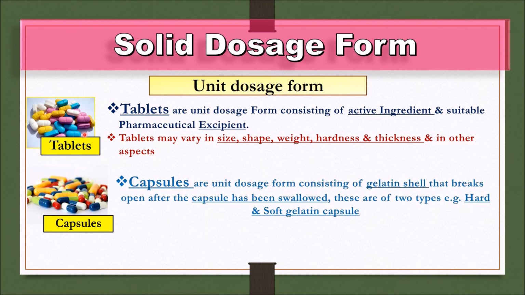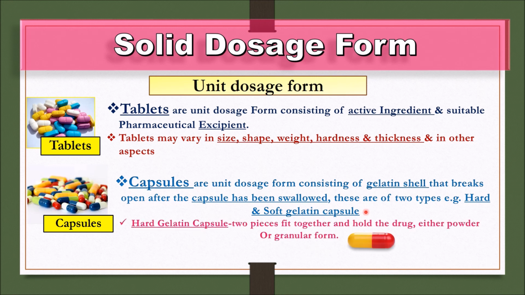Then the other one we have is capsule. What are capsules? Capsules are also a unit dosage form containing a gelatin shell. The capsule's outer covering is made up of gelatin, and when you swallow this capsule, this gelatin shell melts, or you can say breaks down, and the medicament is released into the circulation. There are basically two kinds of capsule: hard gelatin capsule and soft gelatin capsule. In hard gelatin capsules, two pieces fit together and hold the drug inside it. So basically solid and granular powders are filled inside the hard gelatin capsule.